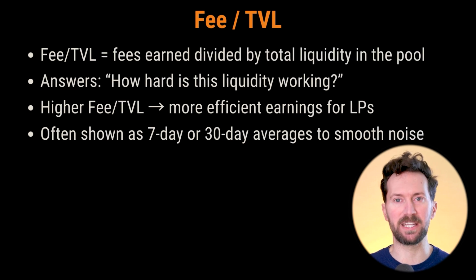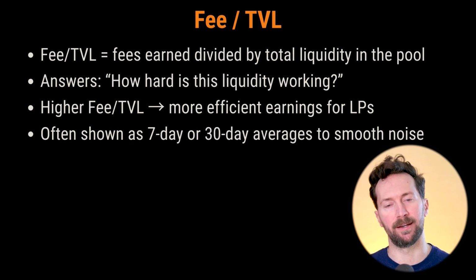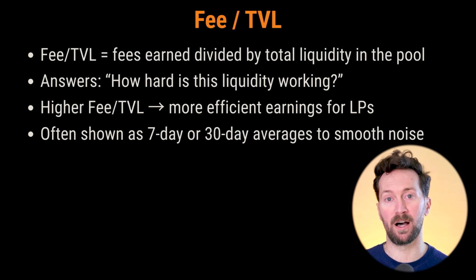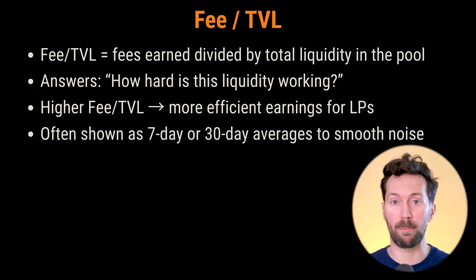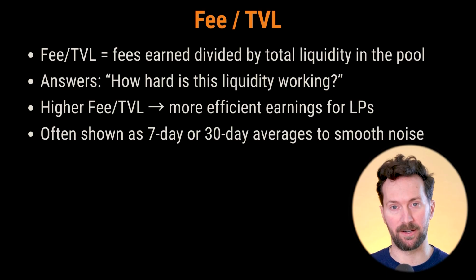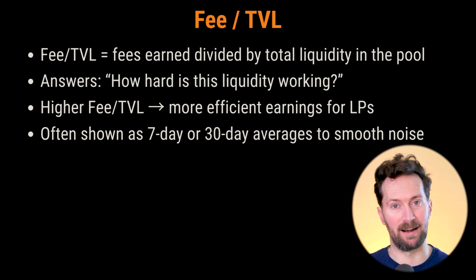Next is fee over TVL, and this is a metric that shows how much fee revenue a pool is generating relative to the total liquidity inside. TVL is total value locked, basically the size of the pool, and fees are what traders pay to swap through that pool. So fee over TVL asks, how hard is this liquidity working? A higher fee over TVL usually means more efficient earnings for liquidity providers. Often you'll see this shown as a 7-day or a 30-day average to show real historical performance.